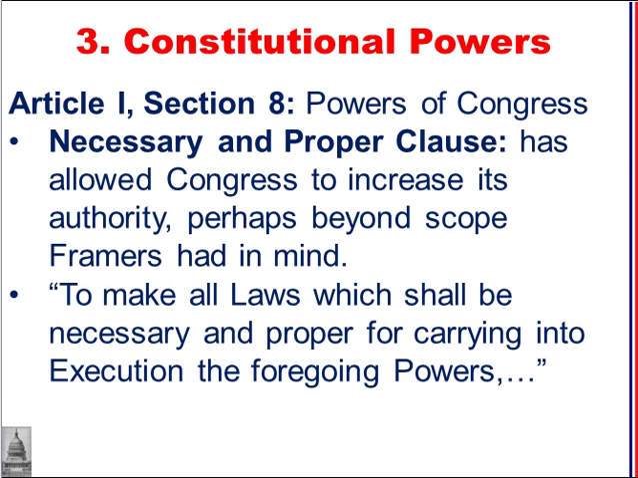Article 1, Section 8 also addresses the necessary and proper clause. This is a huge clause in the Constitution. This has allowed Congress to increase its authority, maybe beyond the scope of what the framers had in mind, but the text of necessary and proper says, Congress shall have the power to make all laws which shall be necessary and proper for carrying into execution the foregoing powers. So the enumerated powers. And we know that one of the early court cases, McCulloch v. Maryland, ruled that establishing a national bank, chartering a national bank, was necessary and proper to carrying out the enumerated power of regulating commerce.